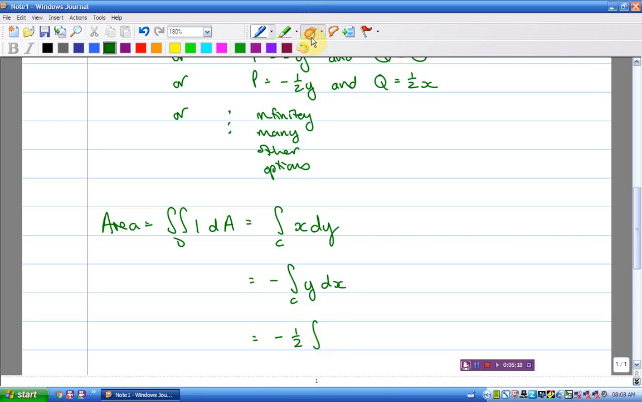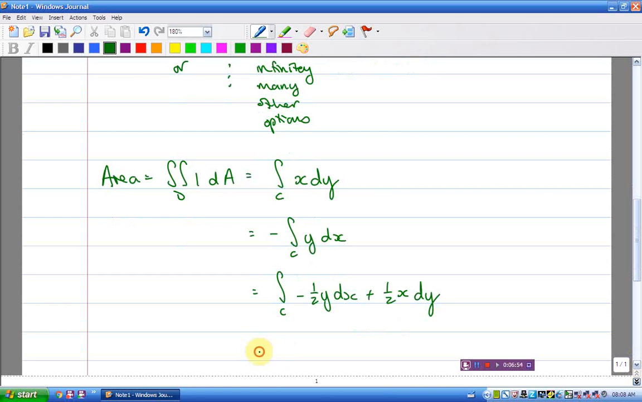Let me write that slightly differently. Minus a half y dx plus a half x dy. Remember, the thing that makes Q Q is it's the thing that's sitting next to the dy. And the thing that makes P P is the thing that is sitting next to the dx. Okay? And all of those are fine, and of course there are infinitely many options.